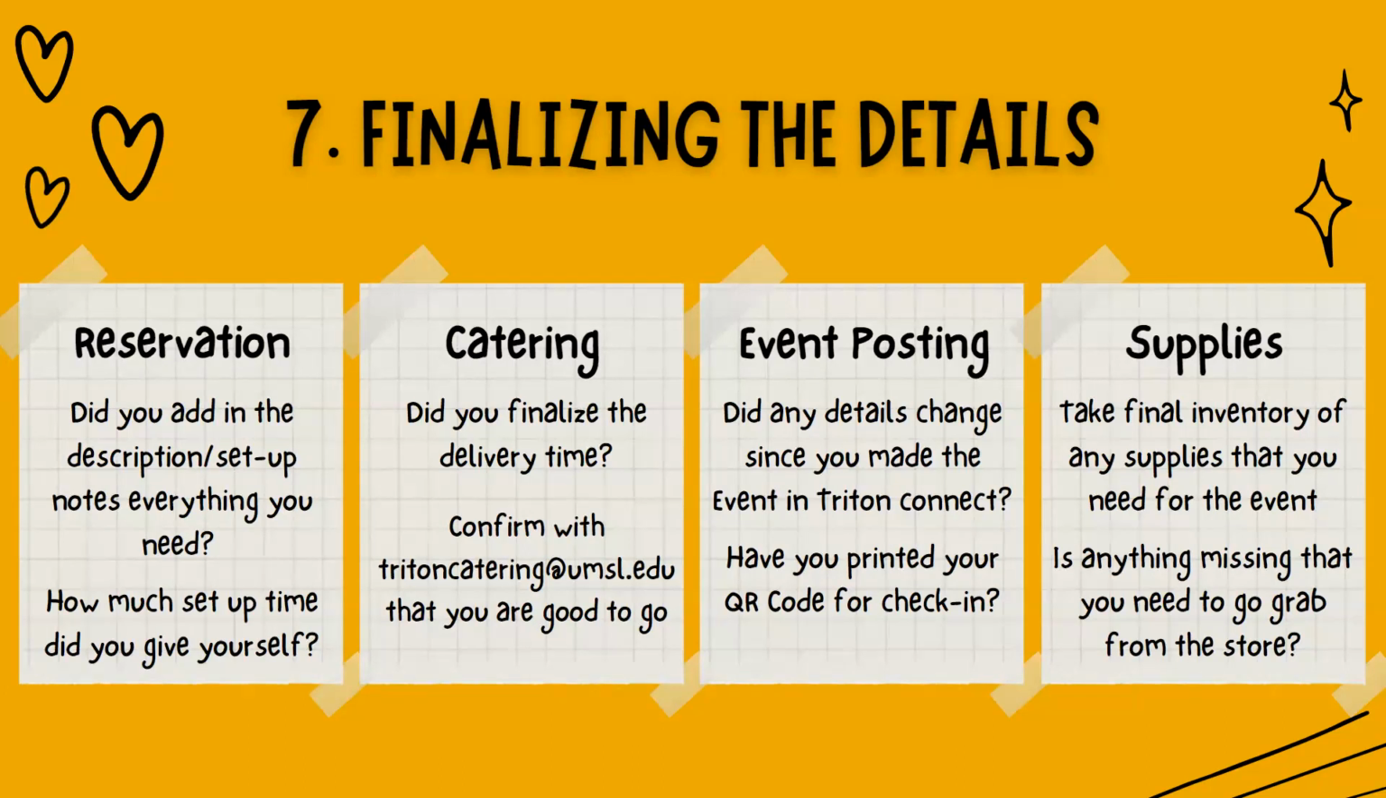Make sure that, again, that event is on Triton Connect. Check over the details. Did you change the location? Did you change the time? Is your description updated? Now, also, did you print your QR code for check-in? We'll talk about how to do that here shortly. And then last, make sure you have all the supplies. So take a final inventory, run through the event in your head, think about everything that's needed, and do you have all those things that are needed? If you don't, then make sure you buy that with enough time to get there for the event.